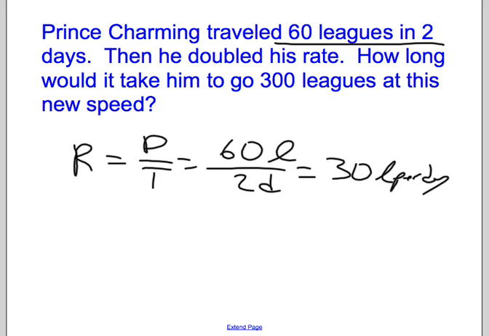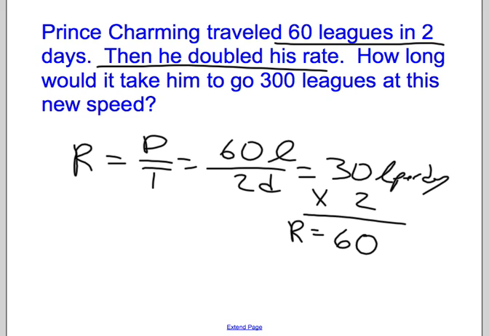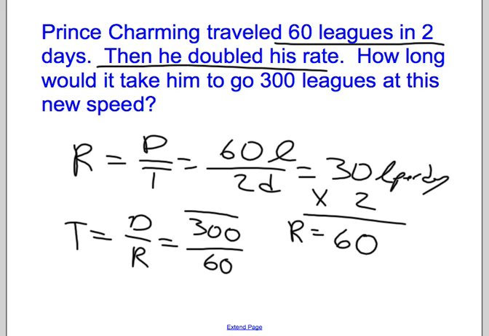Then he doubled that rate. Doubling means taking it times 2. So his rate is now 60. How long would it take him to go 300 leagues? We're looking for a time. How long would it take him to travel that distance of 300? So time is equal to distance over rate. The new distance would be 300 divided by 60. This is the distance we want to know we can travel at the new rate, and that reduces to 5. So time equals 5 hours.